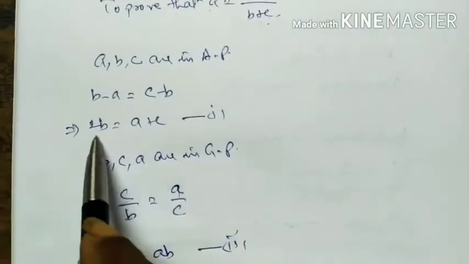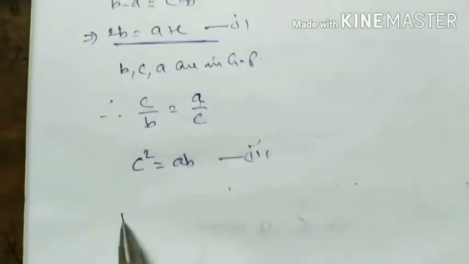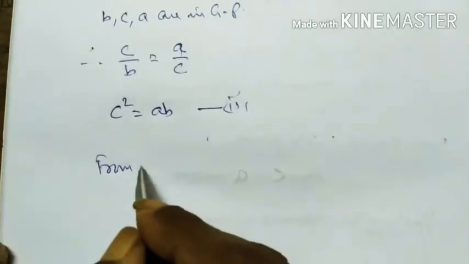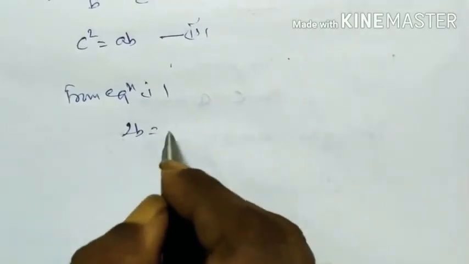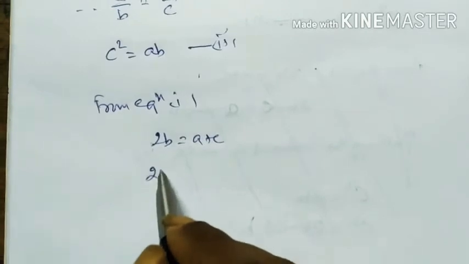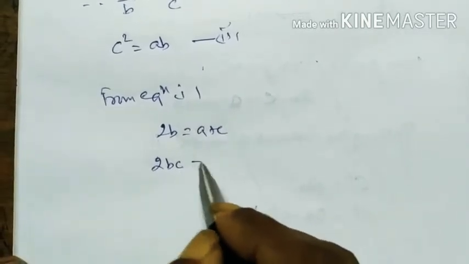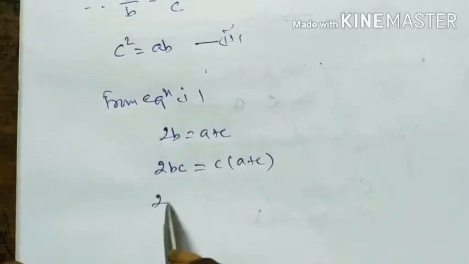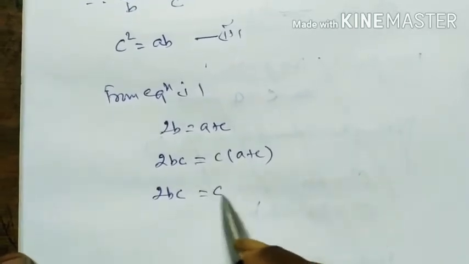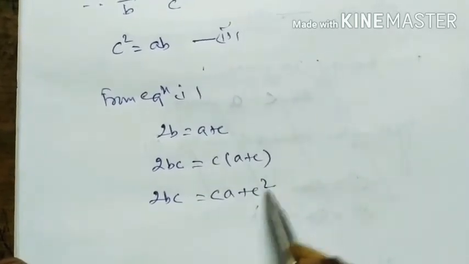I will start from equation 1. From equation 1, that is 2B is equal to A plus C. Now multiplying both sides by C, 2BC is equal to C times A plus C. So 2BC is equal to CA plus C square.